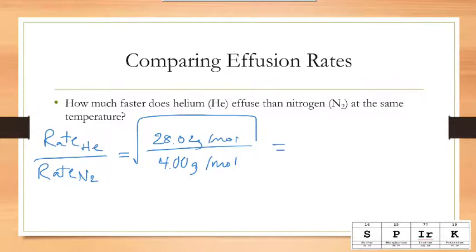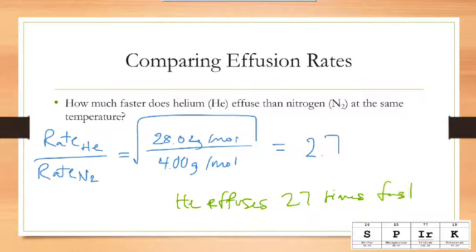So when we calculate this out, we get 2.7. So what that means is that helium effuses 2.7 times faster than nitrogen.